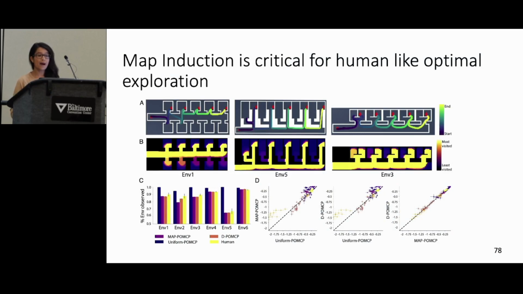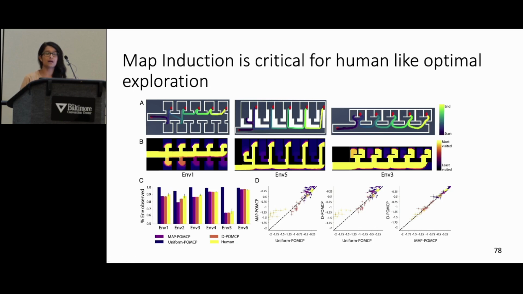So we find that map induction is critical for human-like optimal exploration. So here in panel A, I show the trajectories of a representative subject. And in panel B, I'm showing the visitation heat maps that are averaged over all the subjects. And you can see that after having visited a few units, the subjects are able to induce the rest of the map, and they go directly to the locations where they're more likely to find the rewards in all of these examples.